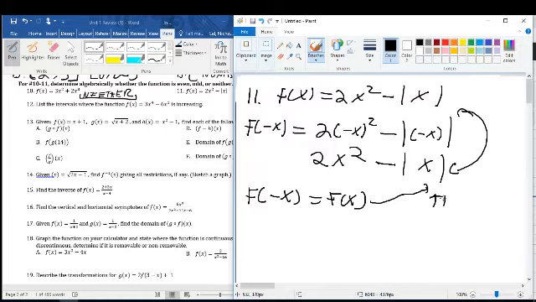That is true. So that says f of x is even.